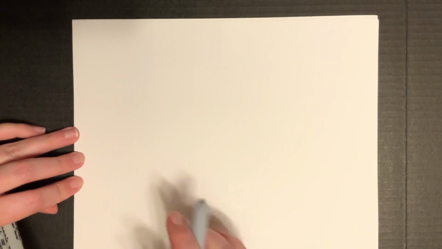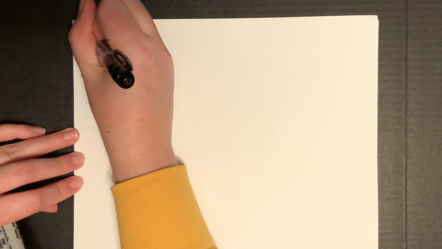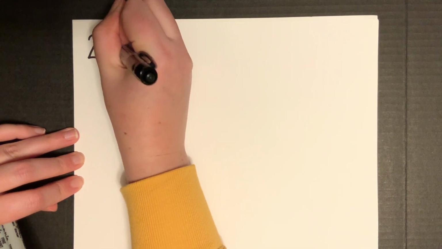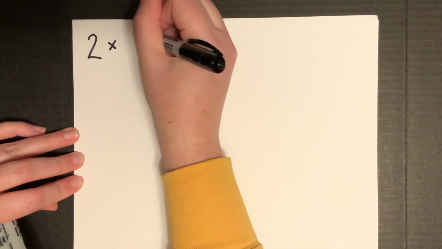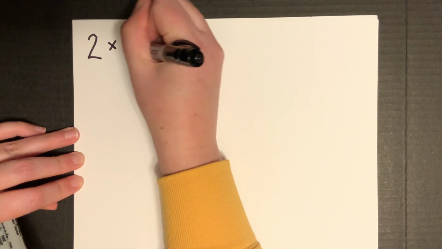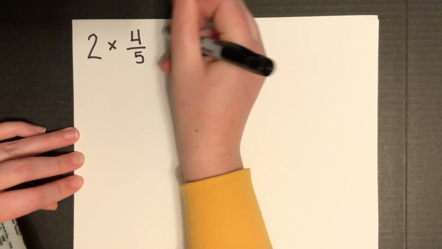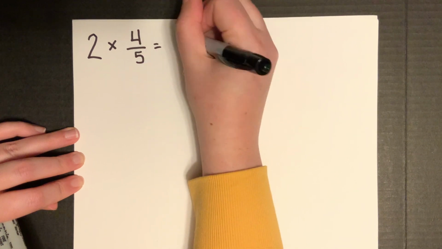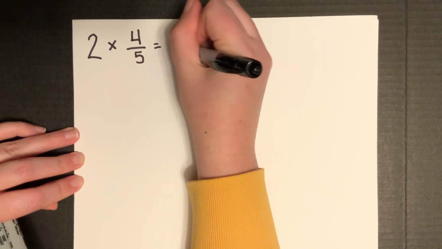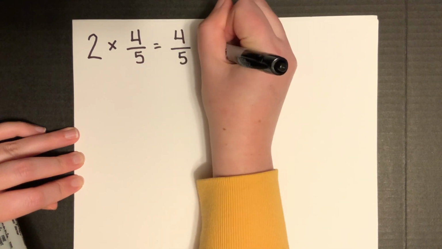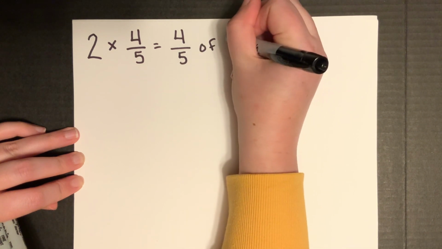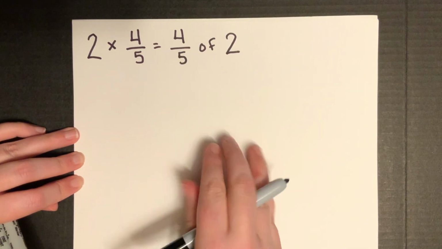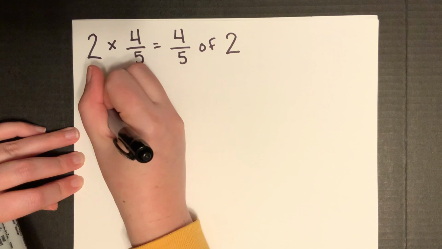So example number 2 is just going to be an expression, and we are trying to find what is 2 multiplied by 4/5. And remember, we can also think of this as what is 4/5 of 2. So again, let's break this down into a bar model.